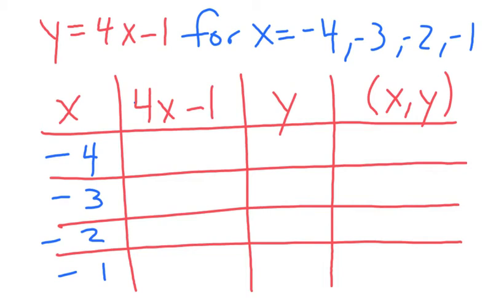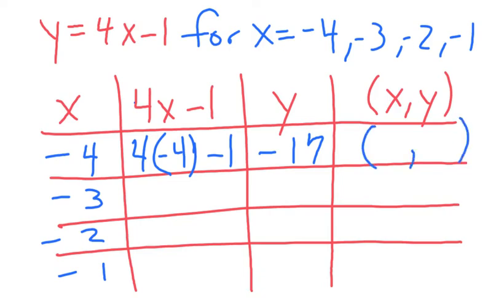So, we go 4 times, what's our x? Negative 4, minus 1. Well, what is 4 times negative 4? Negative 16. So negative 16 minus 1, that's negative 17. Now, we're going to make an ordered pair. And x always comes first. So that's negative 4, negative 17. That's our first ordered pair.